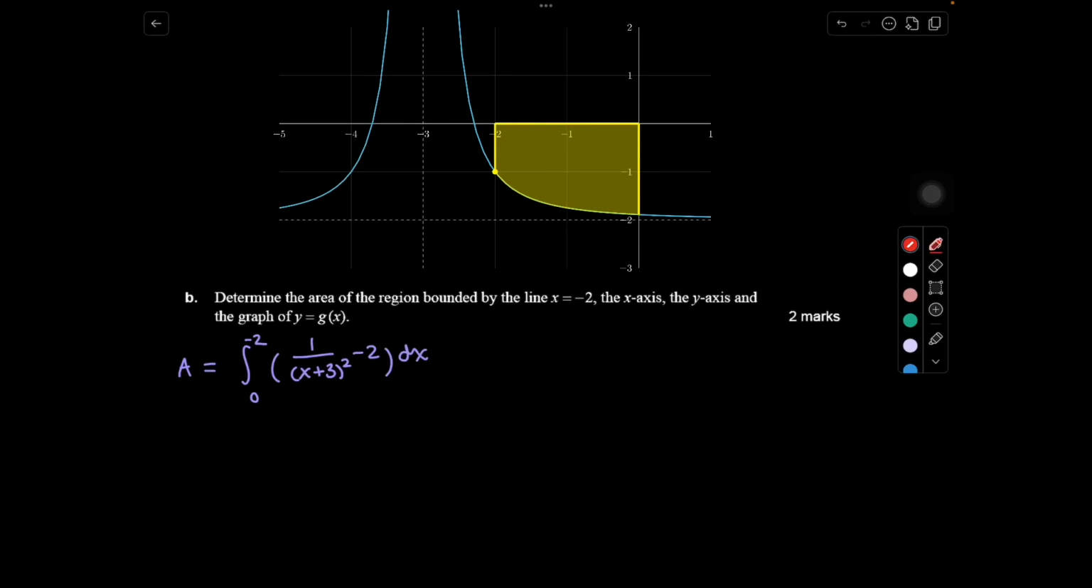Now to make our life easier, we can rewrite this in a way that makes the integration easier. You can write that first fraction as x plus 3 to the power of negative 2. Remember that you can bring this to the top as long as you switch the sign of the power, and the negative 2 stays the same. So now our integral becomes that.